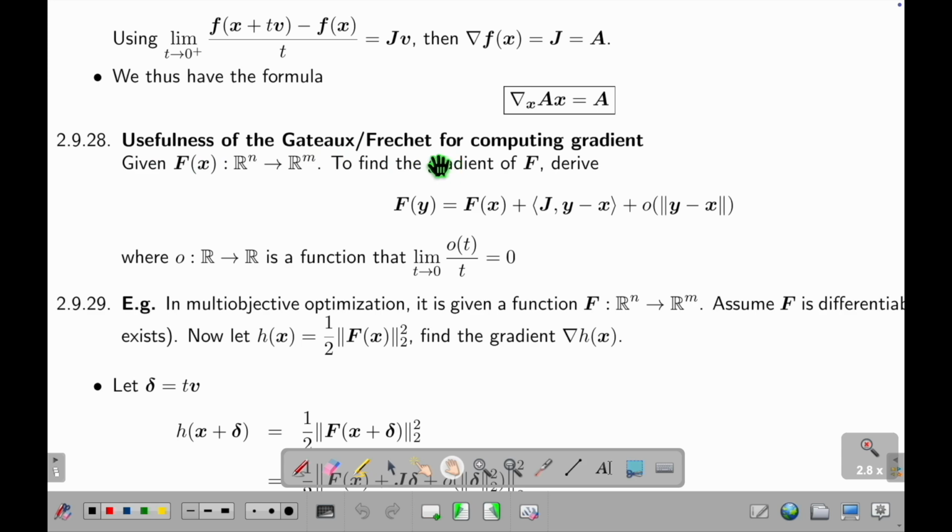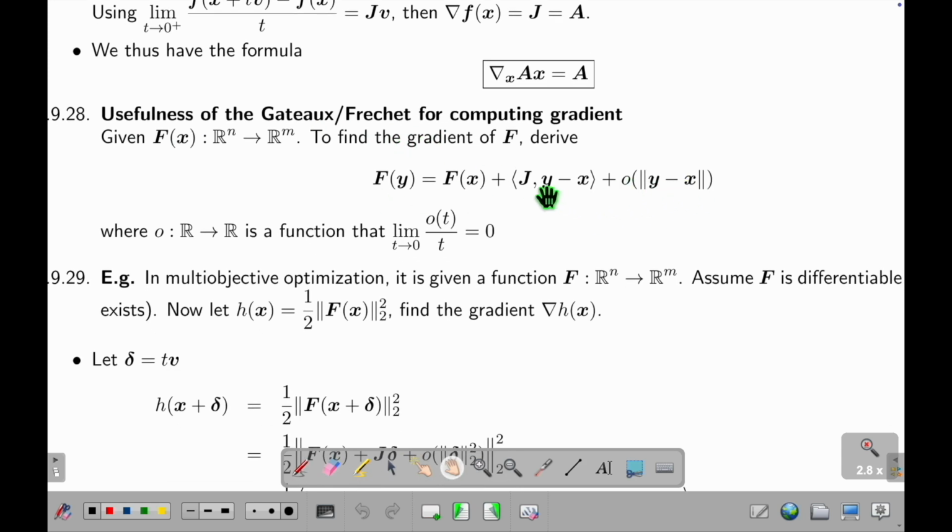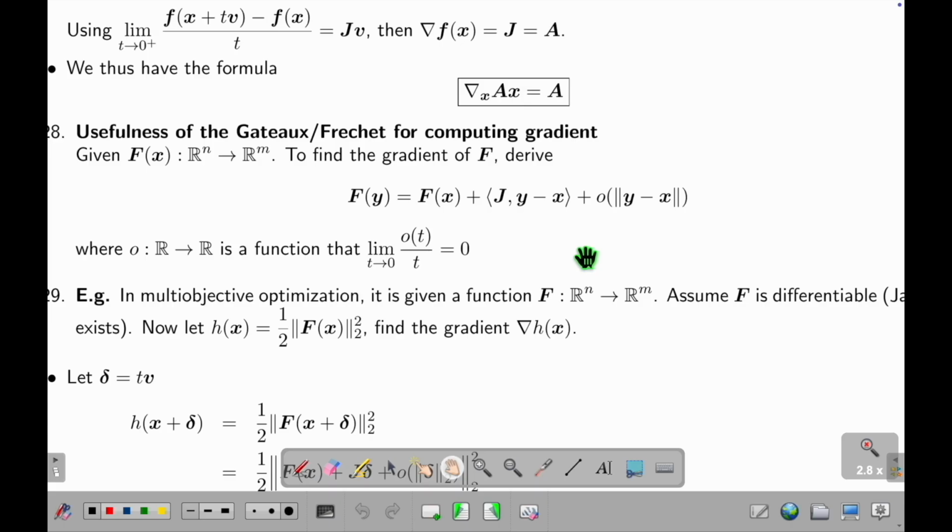Why do we learn Gateaux and Frechet? Because if you write something like this, then this J is the Jacobian. So what is this? This is saying that I have f, Rn to Rm, and I want to find the gradient. What is this thing? This is saying that f of y equals f of x plus J times (y minus x) plus something else. Now I'm telling you something in the future.